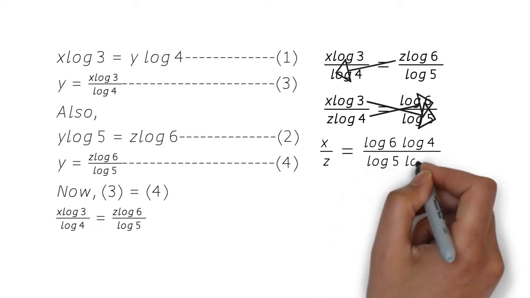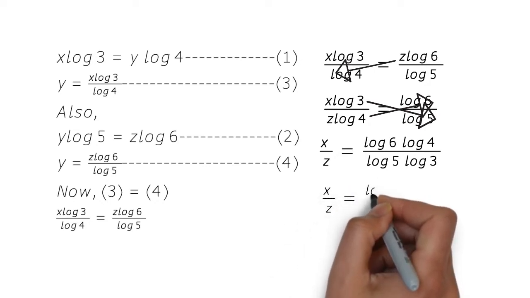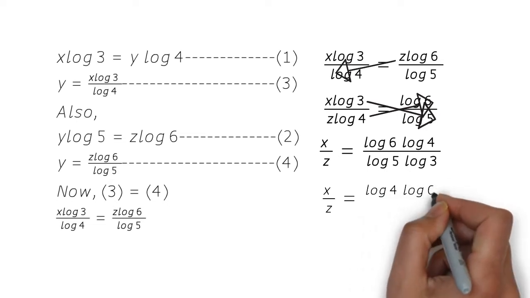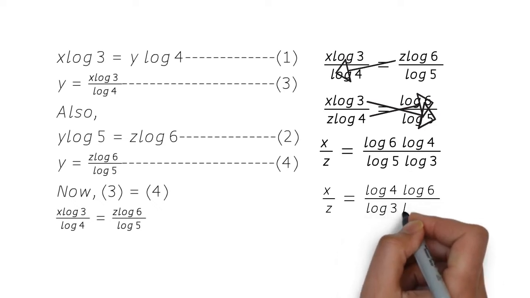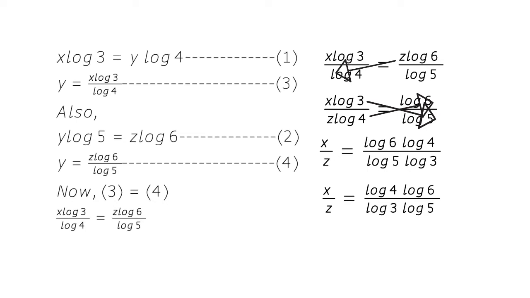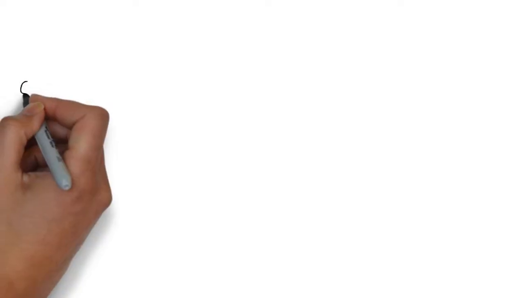Another way, of course, is you can say that you multiply both sides by log 4 over log 3 and divide both sides by z. It's going to come to the same expression. So either way, you are very much in line. So finally, the value of x over z is log 4 log 6 over log 3 log 5. Now straight to question 2.